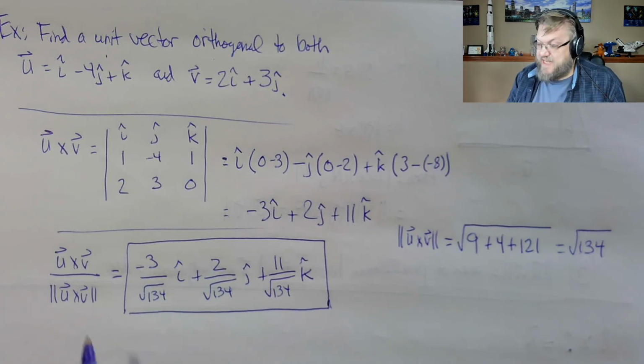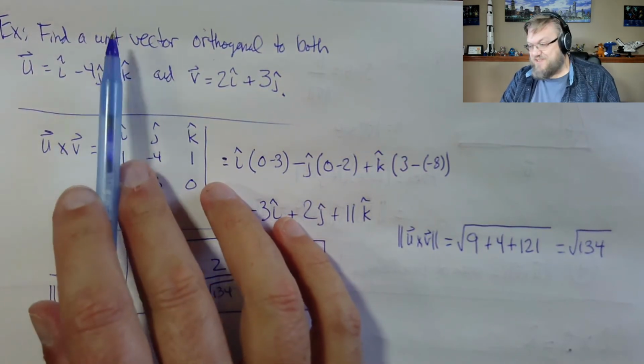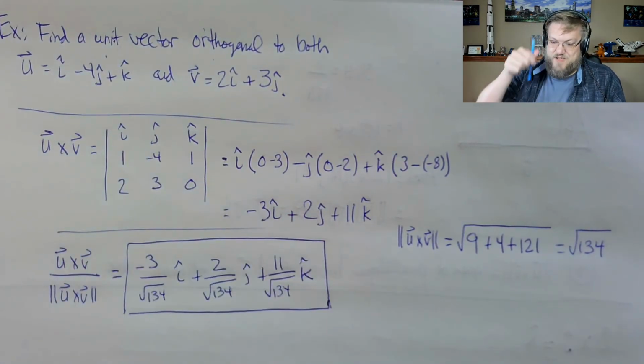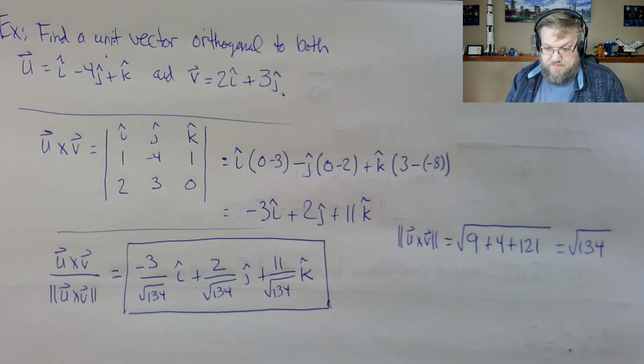Now you can't take any multiple of this because it said unit vector, but there are two unit vectors, one pointing up, one pointing down, up and down in quotes, that make that true. So there's actually two answers. Okay. All right, let's see what else we got here.